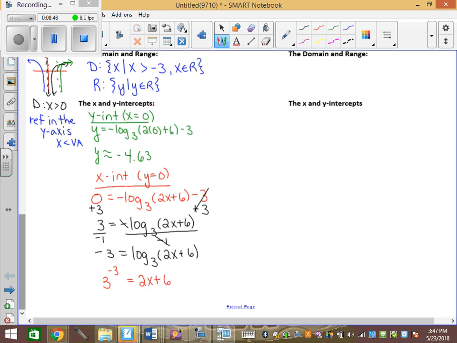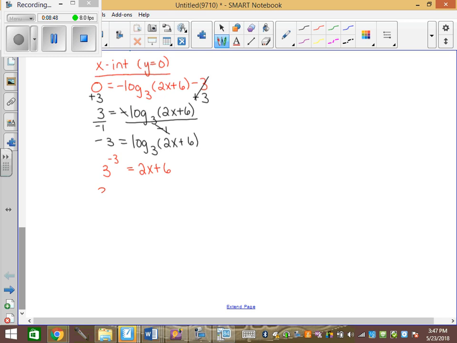And then I just solve my math like I normally would. I'd get 3 to the negative 3 minus 6 equals 2x, and then take that answer and divide by 2. So x is approximately, that's what these little squiggles mean, approximately negative 2.98.